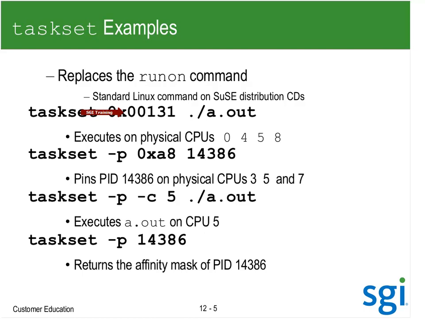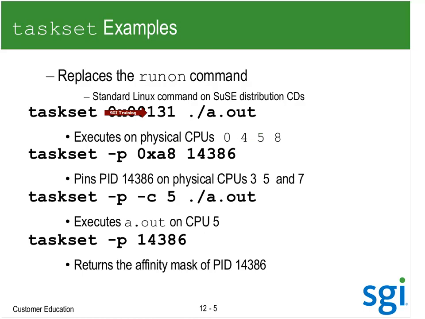So in this example, the first bit set would be CPU 0, then 1, 2, the other three bits are open, then we got two bits set here, which would be CPUs 4 and 5, and then we got one bit set here for CPU 8. So that's just a hex to binary mapping, and the notes underneath kind of give you the mapping.